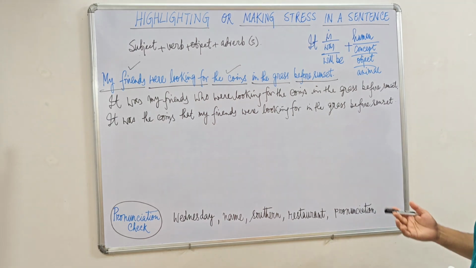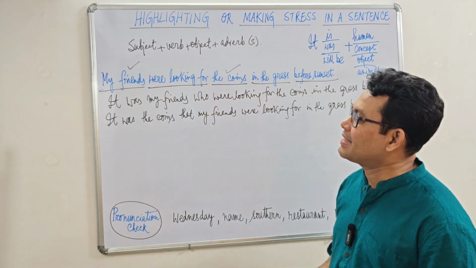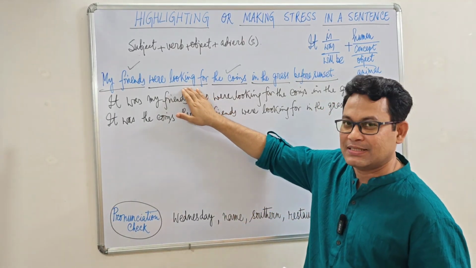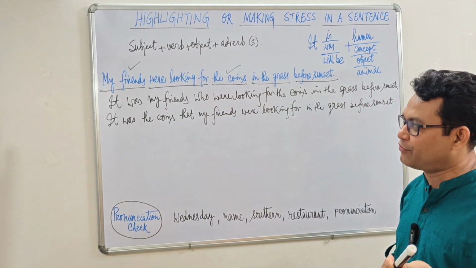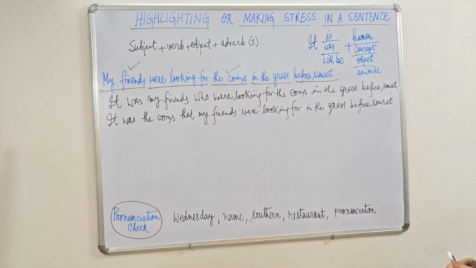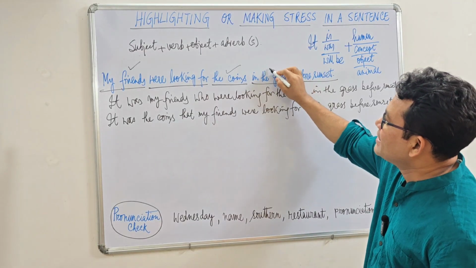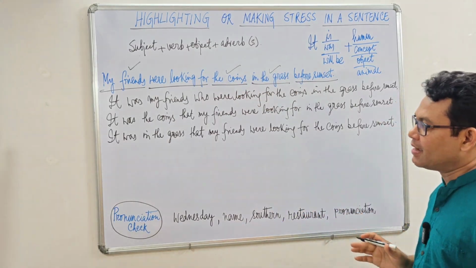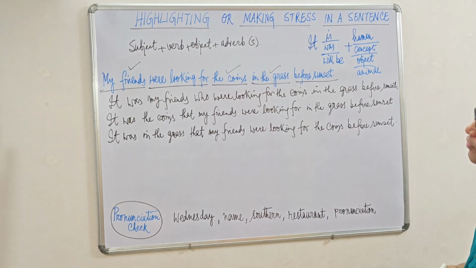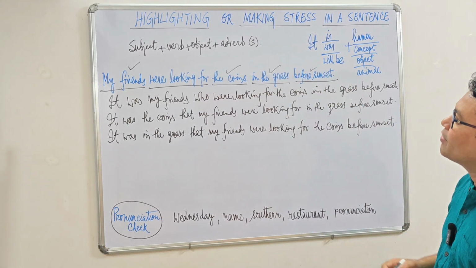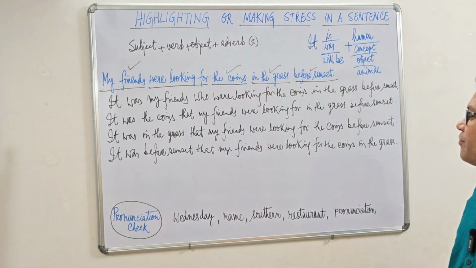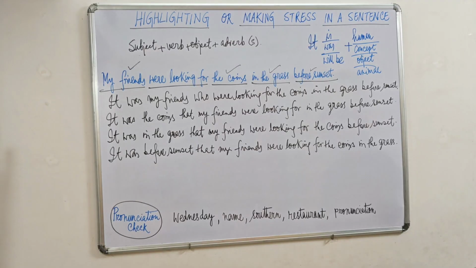But what about highlighting or emphasizing the verb, looking for? So if you want to highlight the verb in a sentence, convert that sentence into passive voice. That's the only option. Then let us highlight the place adverb, in the grass. Alright, the sentence is, it was in the grass that my friends were looking for the coins before sunset. Finally, let us emphasize the time adverb, before sunset. Alright, the sentence is ready now. It was before sunset that my friends were looking for the coins in the grass.